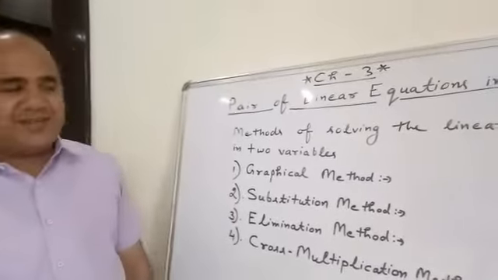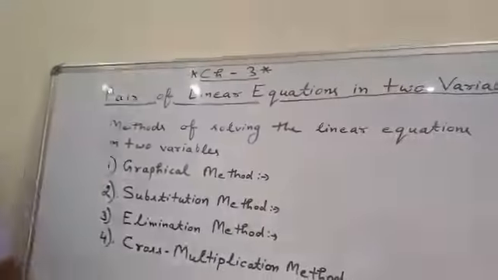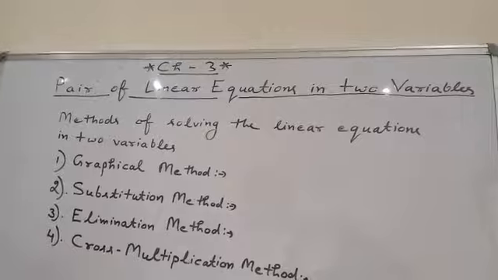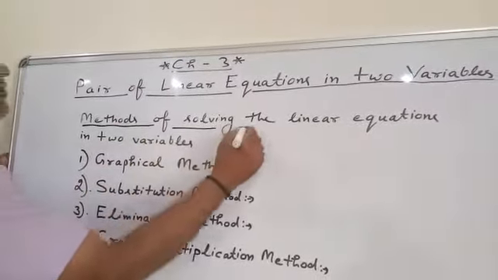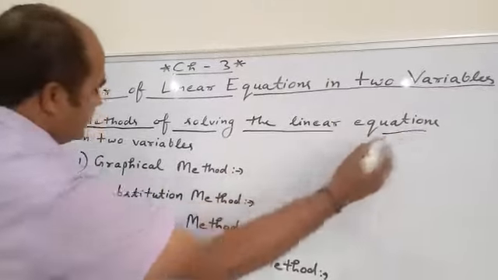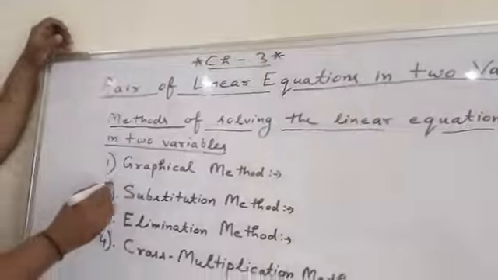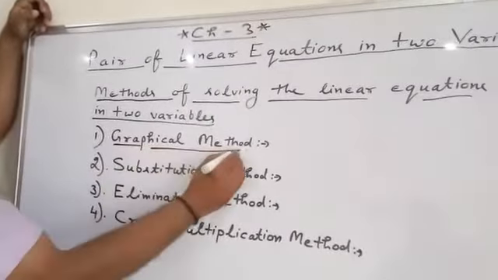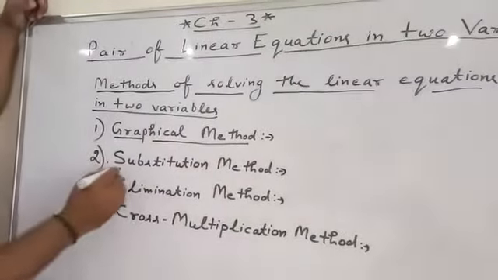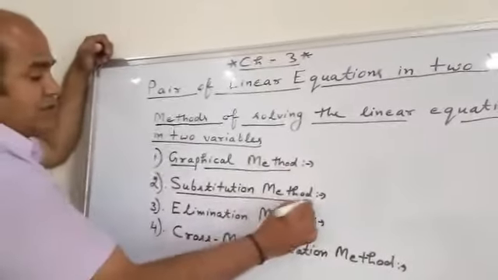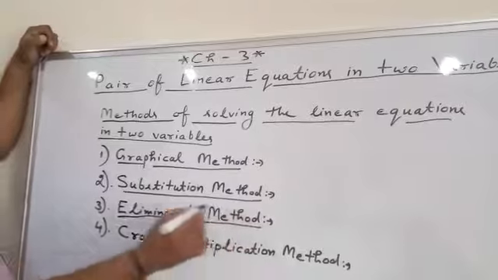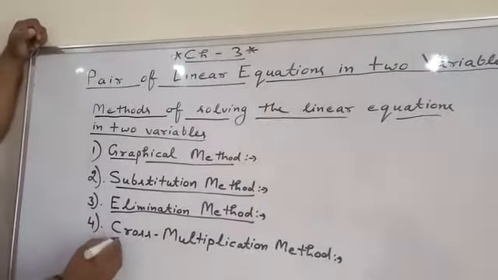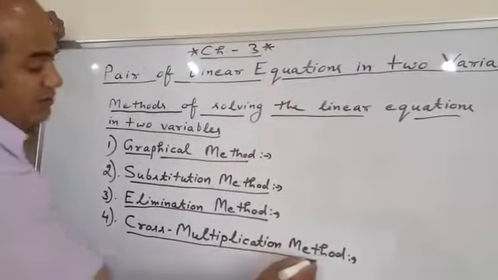In this lecture, till exercise 3.1 we have done. After this we will concentrate on methods of solving the linear equations in two variables. First one method is graphical method. Second one is substitution method. Third one method is elimination method. And fourth one method is cross multiplication method.